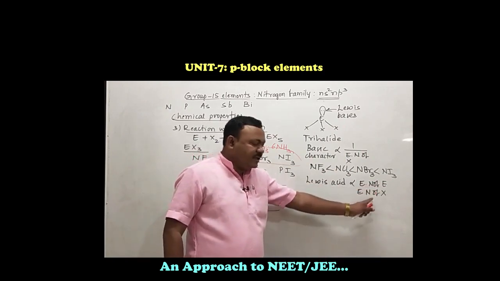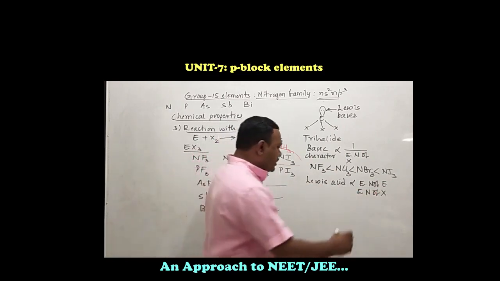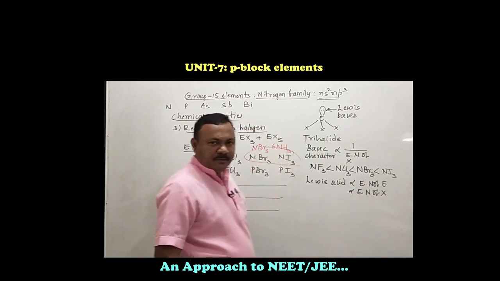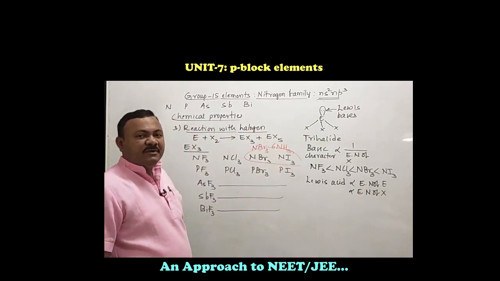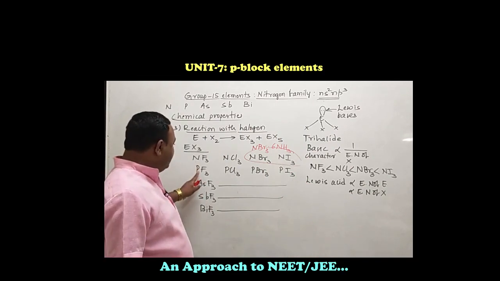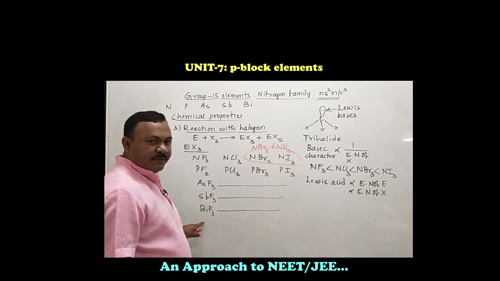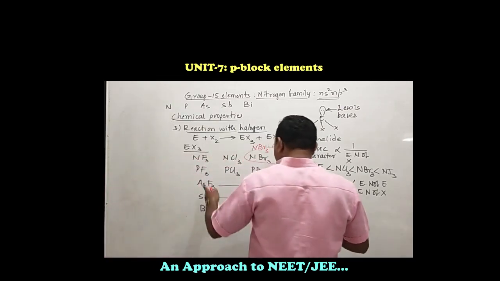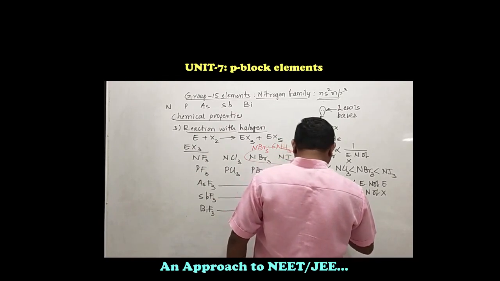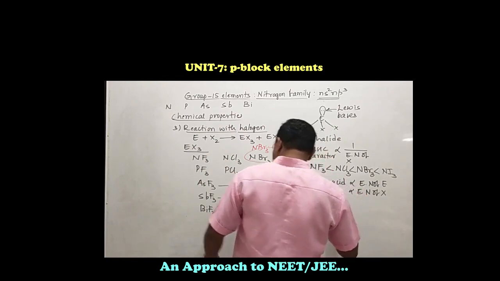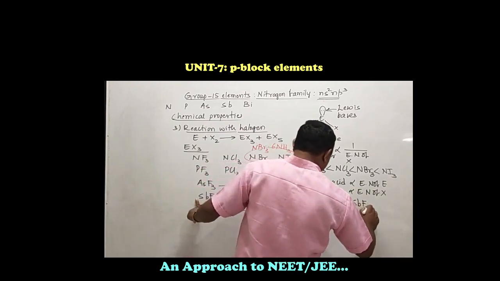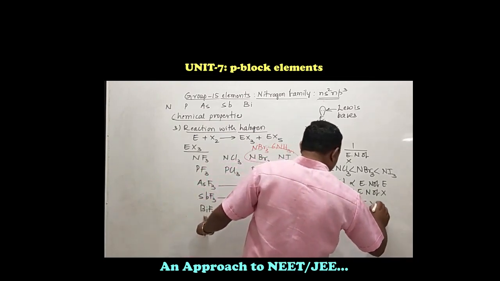Electronegativity of E as well as electronegativity of X. With increase in the electronegativity of either the element or the halogen, acidic character, Lewis acid strength, goes on increasing. It means if I take NF3, PF3, AsF3 and SbF3, leaving NF3, PF3 is more acidic than AsF3, and this is more acidic than SbF3. This is more acidic compared to BiF3.